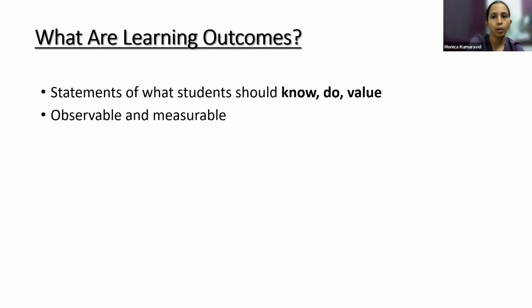So do you know what learning outcomes are? Statements of what students should know, do, or value in a class. And this should be observable. We can observe that using assessments, and we can evaluate that using the observation that we made. And it should be measurable, time-oriented, and specific.